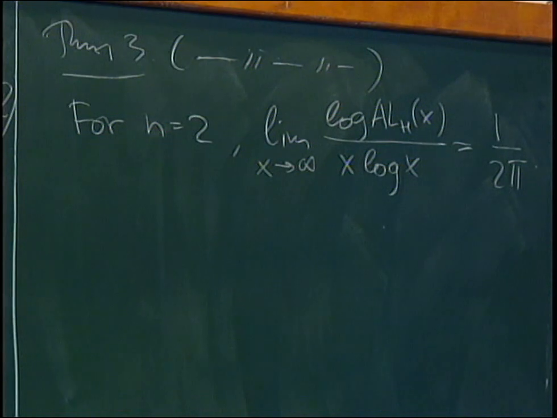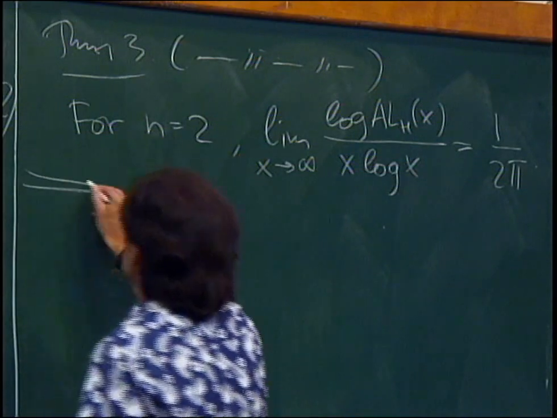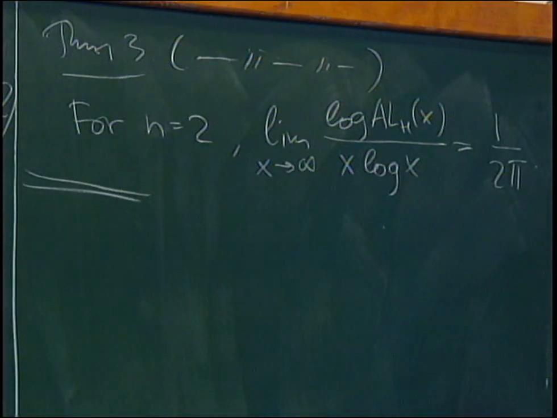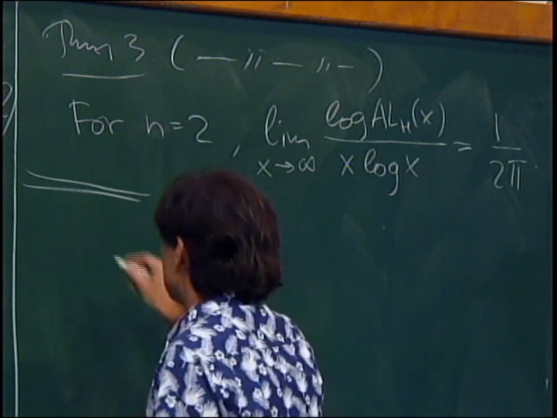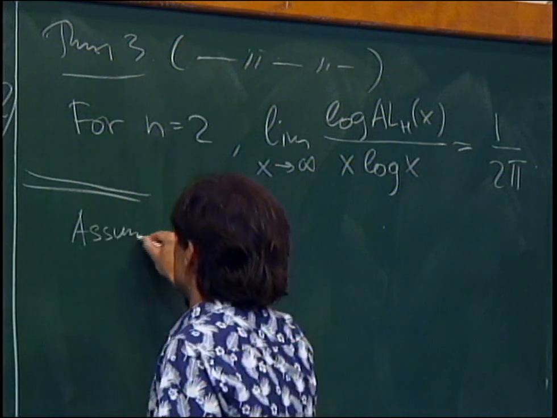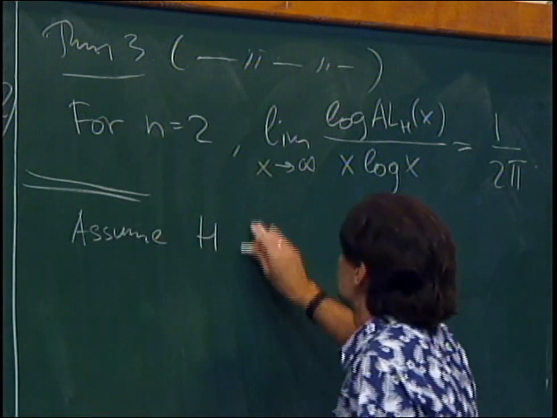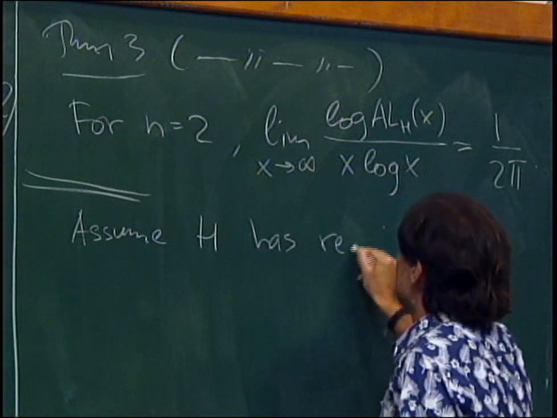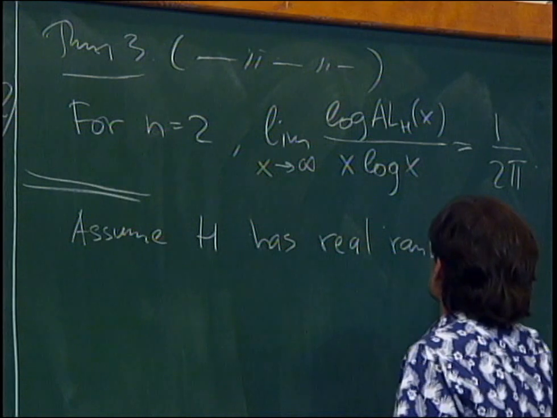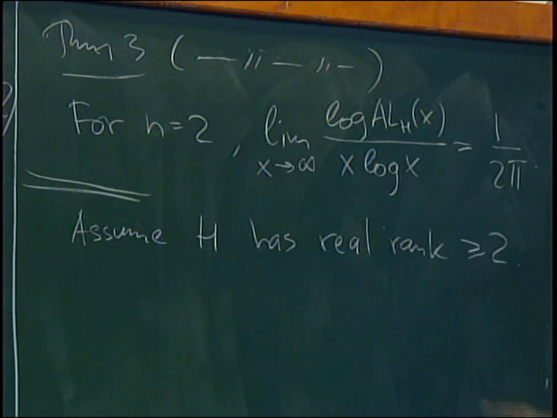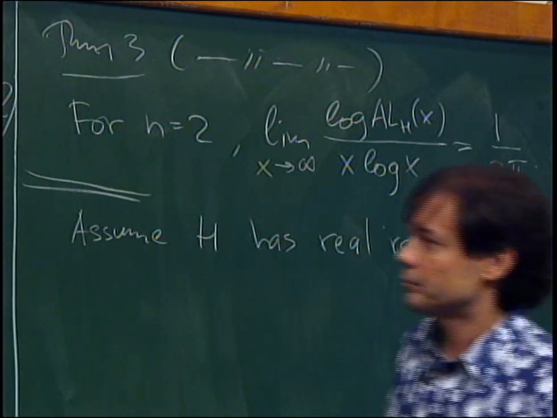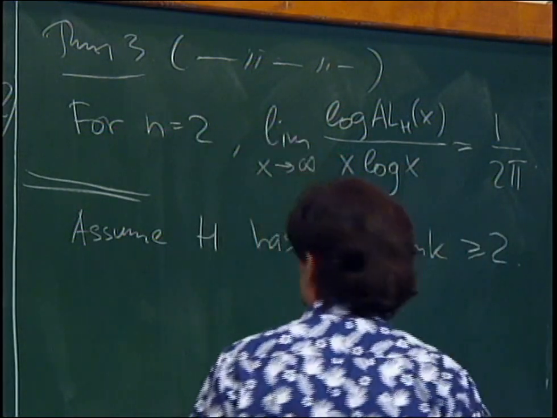Let me now change the setting a little bit. So far I was talking about groups of isometries of hyperbolic spaces. Now I want to talk about so-called higher rank locally symmetric spaces. So assume H has what is called real rank greater than or equal to 2. This is the setting where Margulis' theorem applies, so all the lattices will be arithmetic.